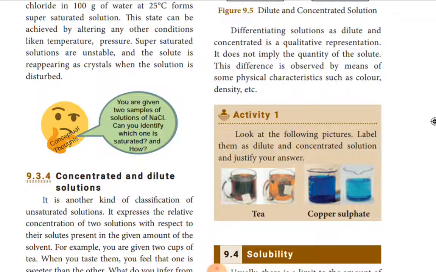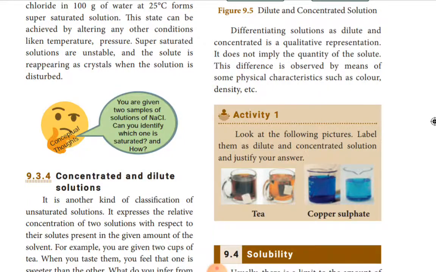And the second one, see, two beakers are there. The first beaker is a darker blue color, the second one a very light blue color. The darker blue color says it contains more copper sulfate. So solid particles are more in the first beaker compared to the second one. So the first beaker has the concentrated solution compared to the second one.